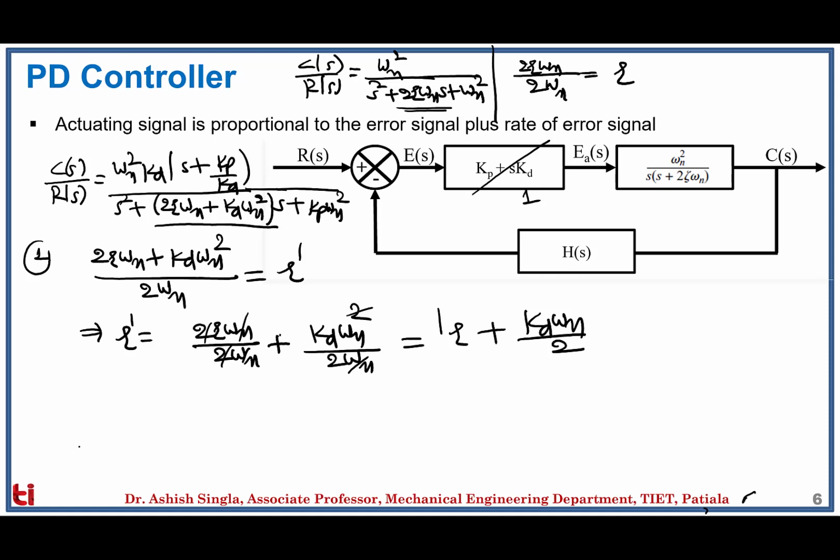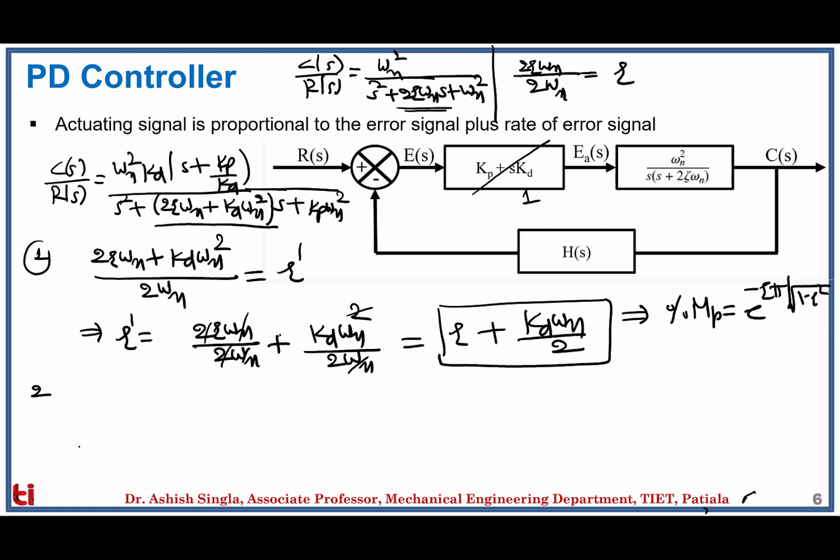So this is the value of the new damping, where we can clearly see that with the use of the PD controller, the effective damping ratio of the system has increased, which will result in decreasing the overshoot value, because we know that the percent overshoot is equal to e to the power minus zeta pi upon root of 1 minus zeta square. So if zeta increases, the percent overshoot will decrease.